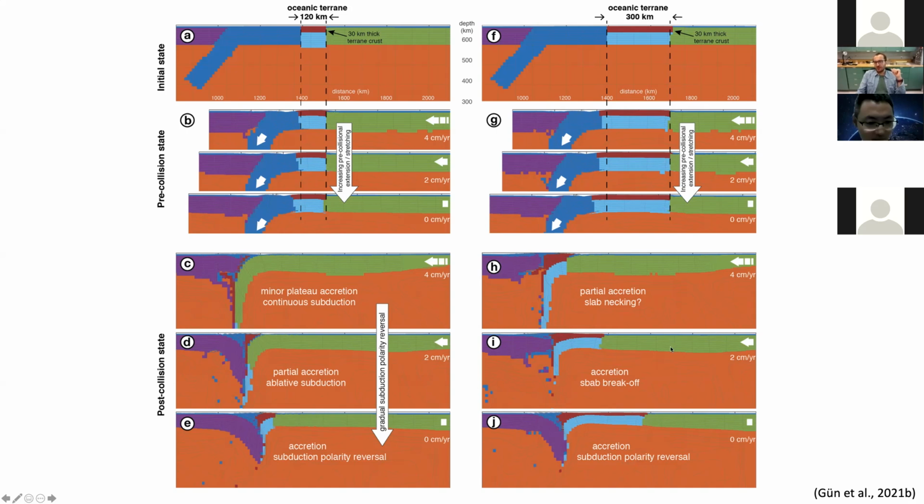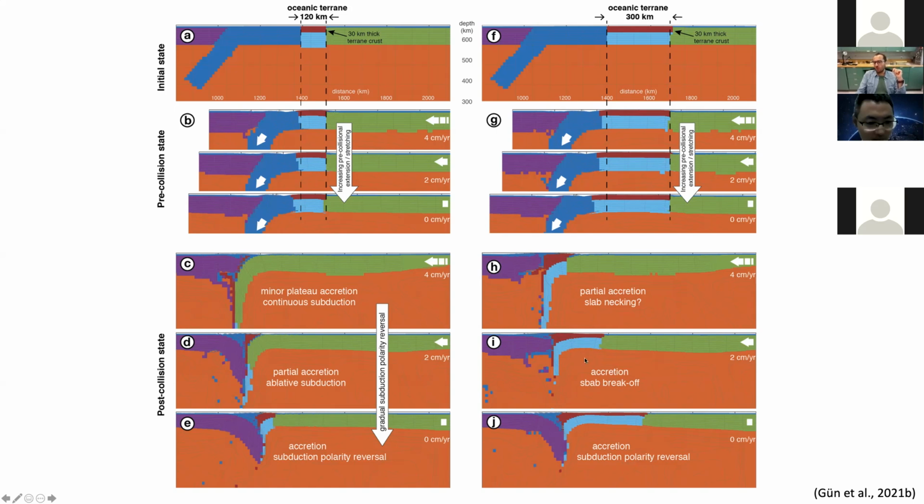But what about the 300-kilometer wide model? Again, we have similar results here, like many accretion, but also crustal accretion, but also the mantle lithosphere of this oceanic terrain mostly subducts. And in the 2 centimeter per year model, in contrast to the 120-kilometer wide one, we don't see any ablative subduction here. So it means that the size of the plateau is also important in controlling whether we get ablative subduction or not.